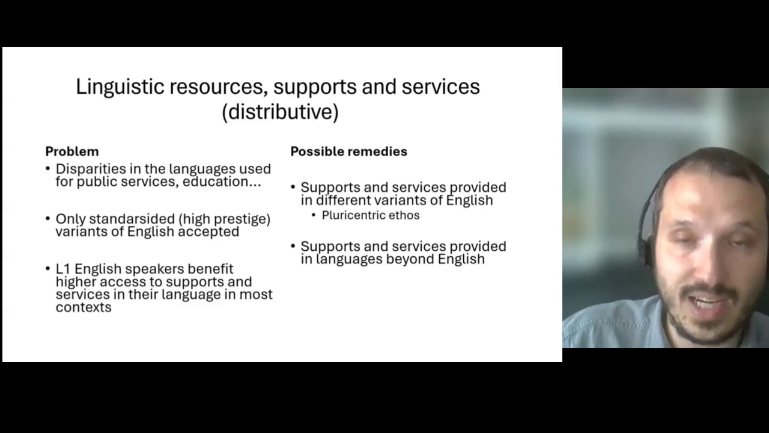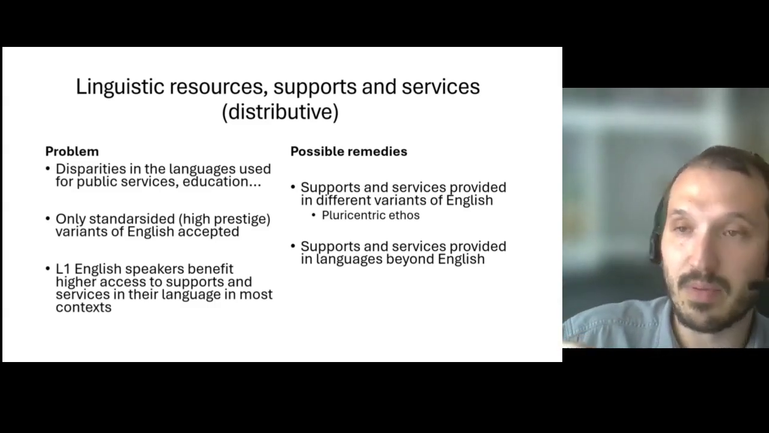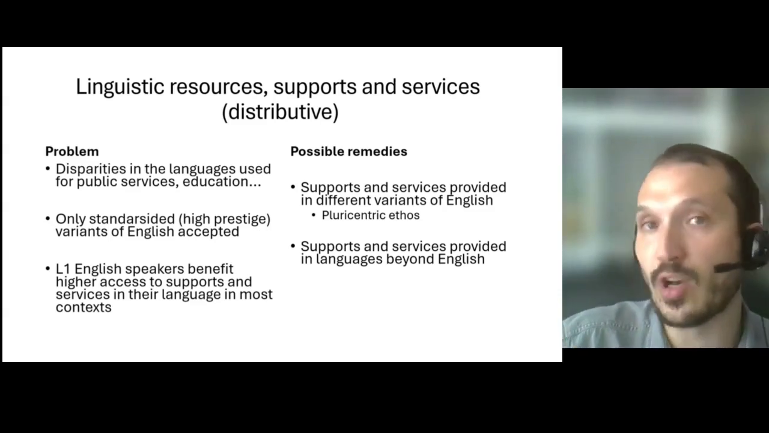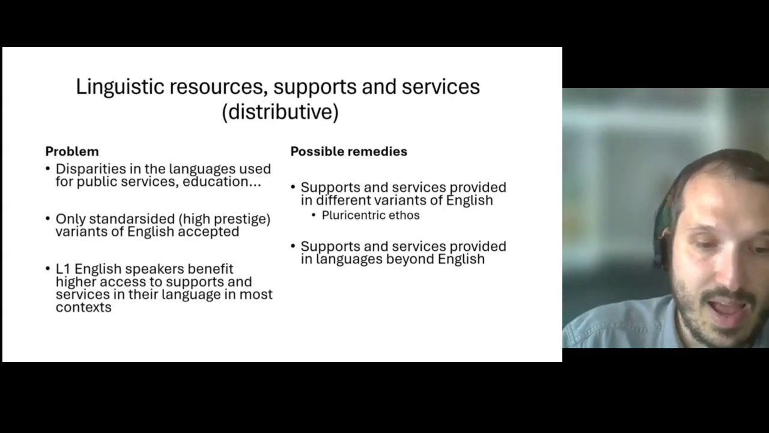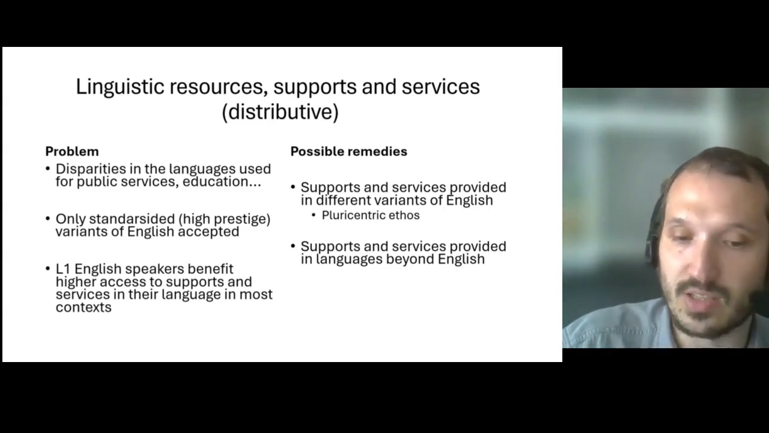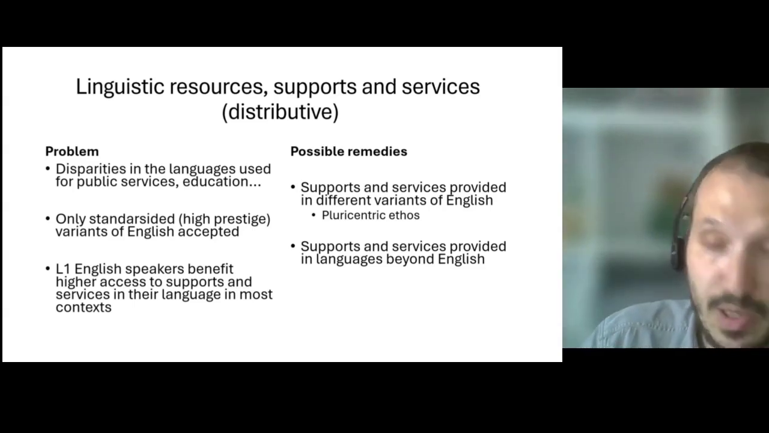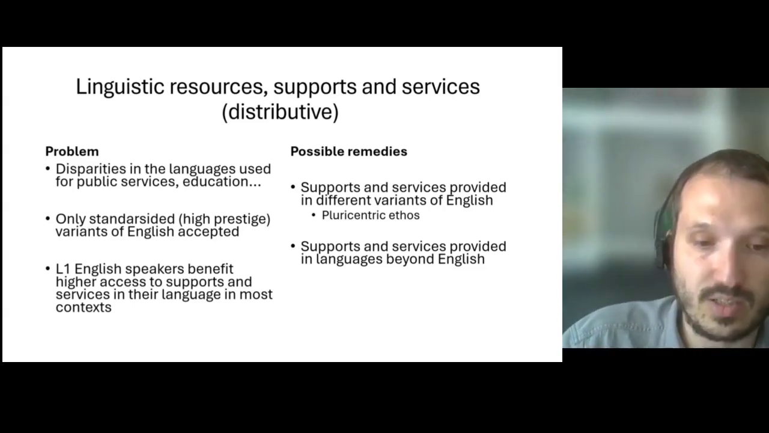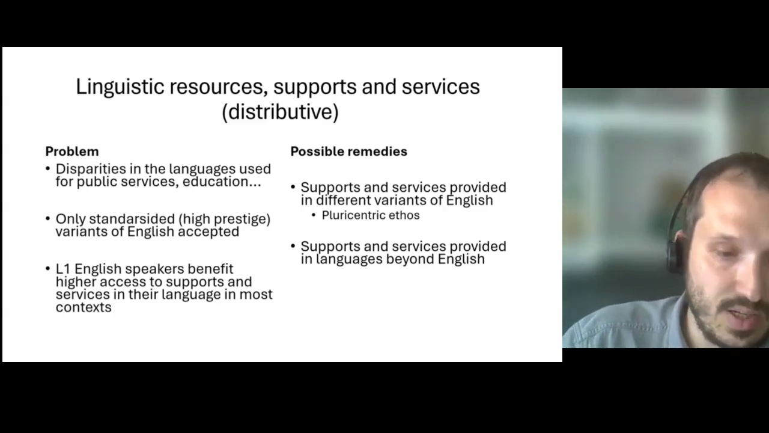Even among English speakers, those using standard varieties may be privileged over speakers of non-standard or lower prestige dialects or variants of English, such as African American Vernacular English or Appalachian English, because in most contexts, standard forms of English are typically used in public services.